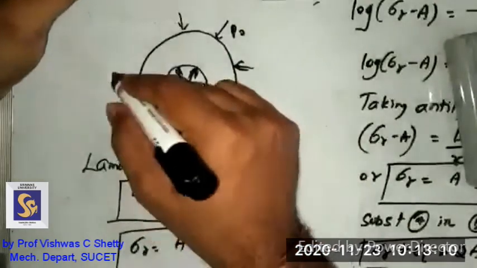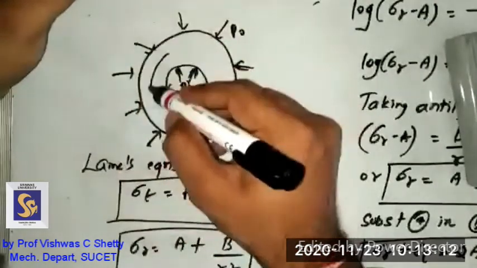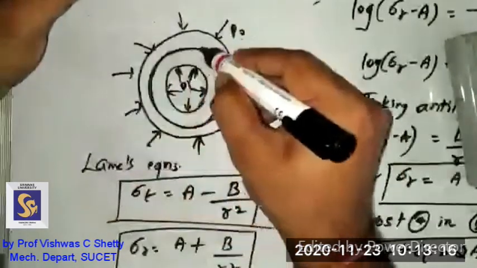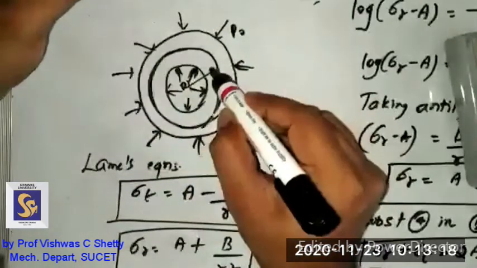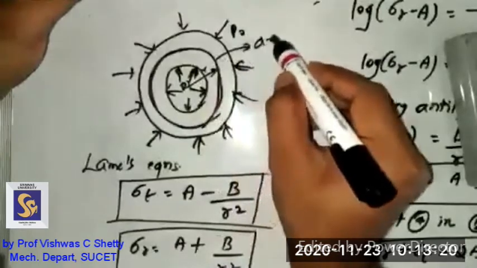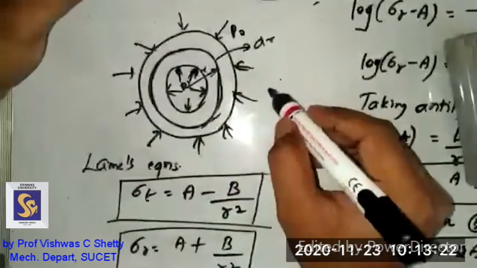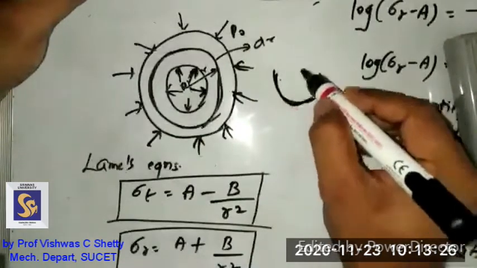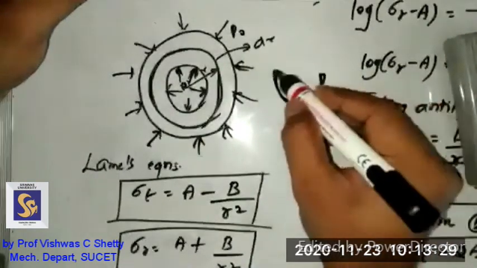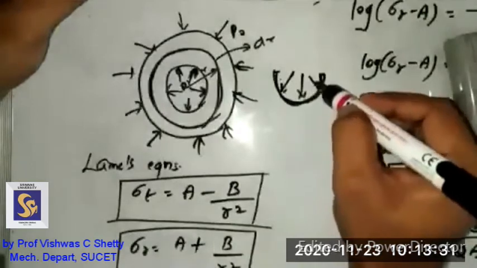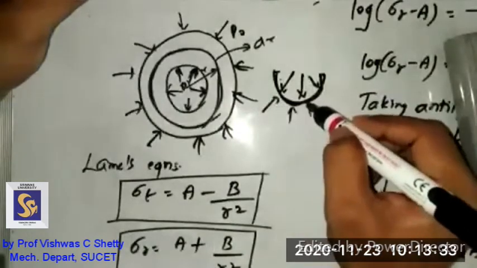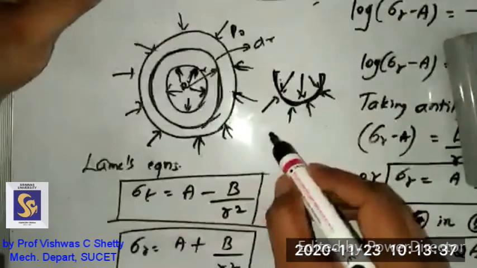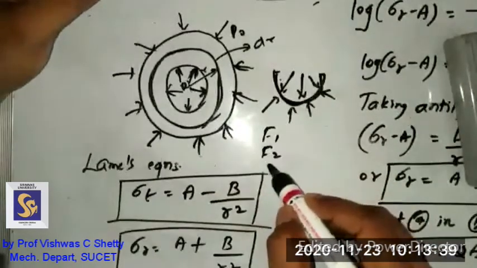You have to consider an elemental ring like this, of thickness dr, at a distance of r from here. Then you have to assume only the elemental cylinder, and consider the stresses here. Taking all this, you will get three forces, F1, F2, F3.